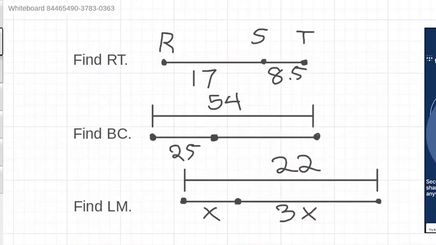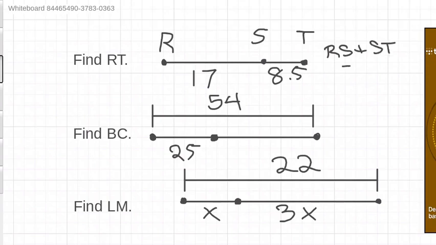Alright, these are some examples. Find RT. Okay, so we'll name the whole line segment RT as X for our equation purposes. Since RS is 17 and ST is 8.5, we would add both of those values to get X, which is just RT, since both of those parts make up the whole RT.